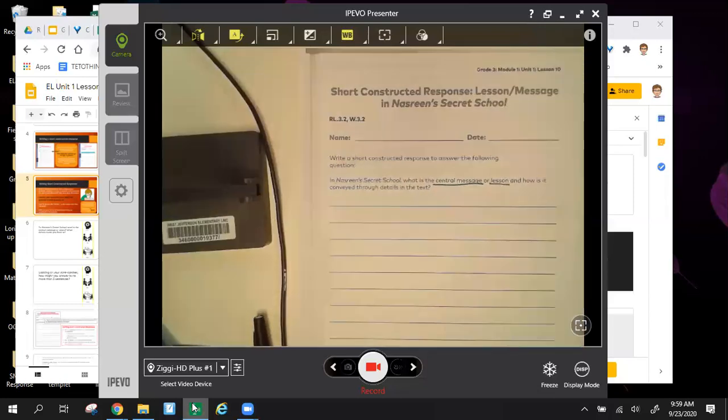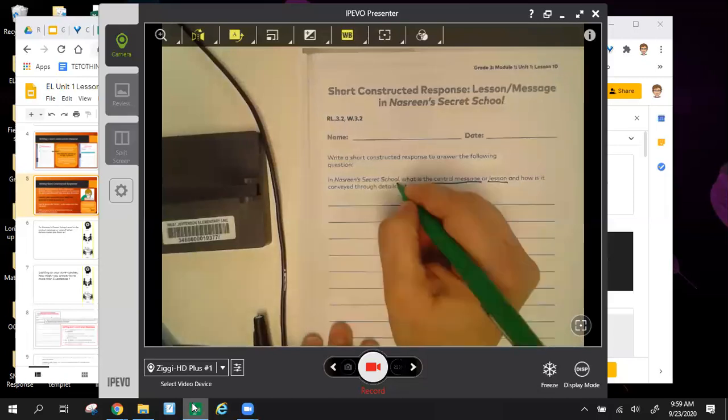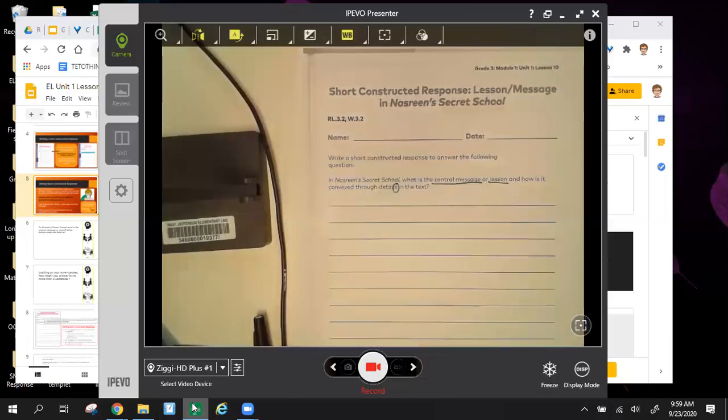Do you see an S on any of those words? What do you see, Abby? Details. Everybody circle the S. What does that tell us? We need more than one, which is great because we need a short constructed response, so we know we need at least 3 sentences. So one of them can be the lesson, one can be one of the details, and the third sentence could be another detail.